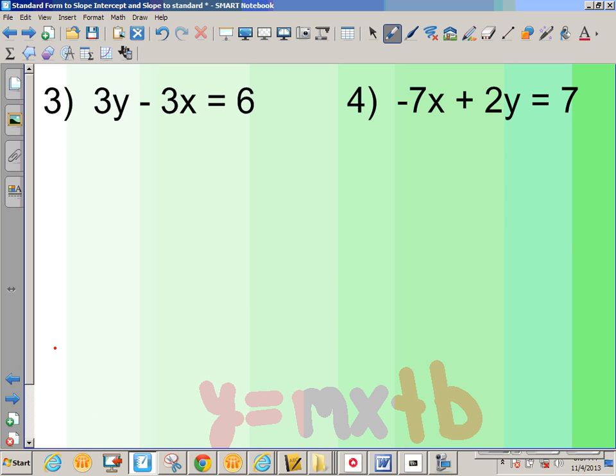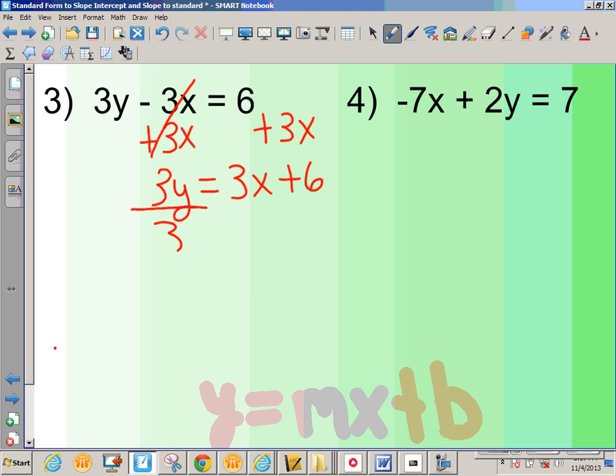Okay, making sure I have ink. So to get 3y by itself, I'm going to have to add 3x to both sides of the equation. So that makes it go away. All that's left on the left is 3y is equal to, I'm going to go ahead and move my 3x up front because I know that that's my equation, y is equal to mx plus b.